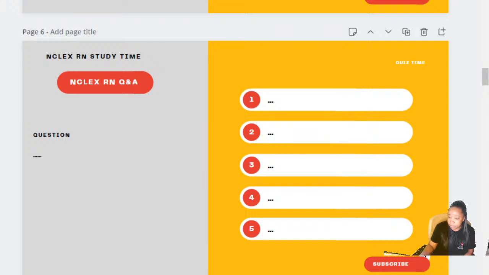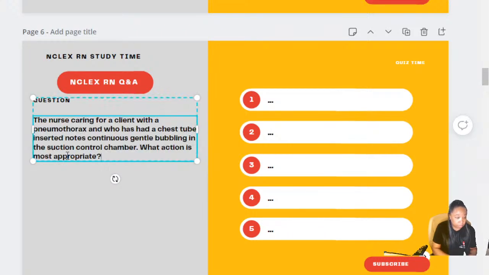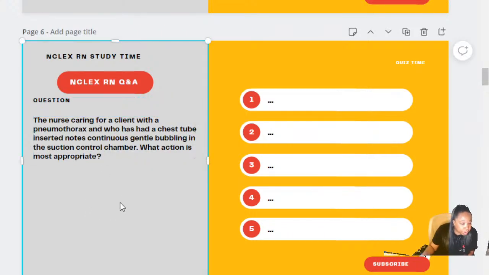Okay, let's see. Next question. The nurse caring for a client with a pneumothorax, who has had a chest tube inserted, notes continuous gentle bubbling in the suction control chamber. Gentle bubbling. What action is most appropriate?